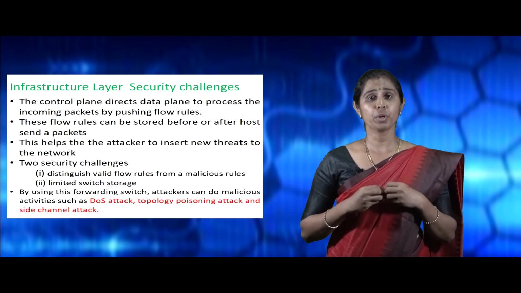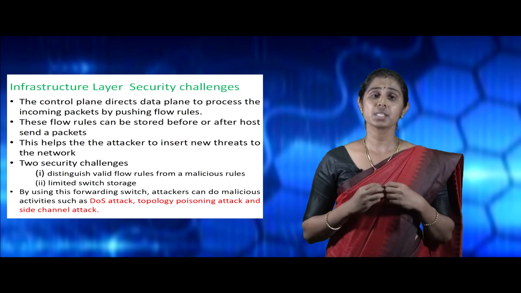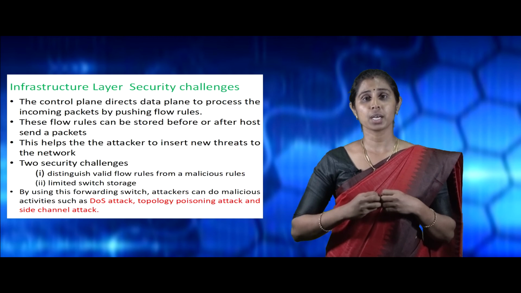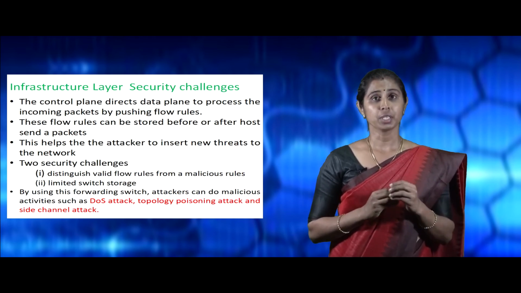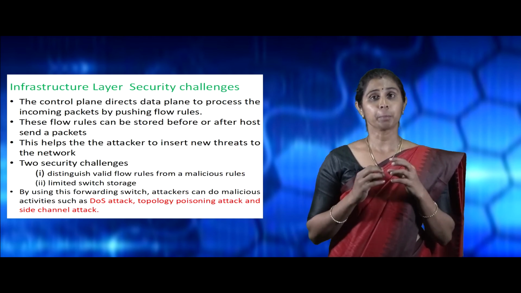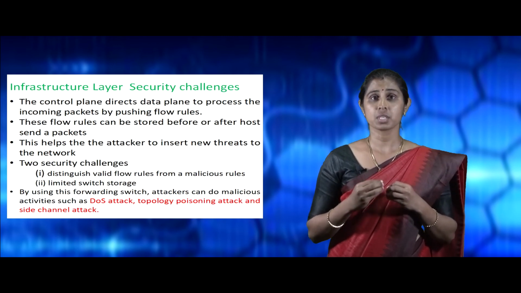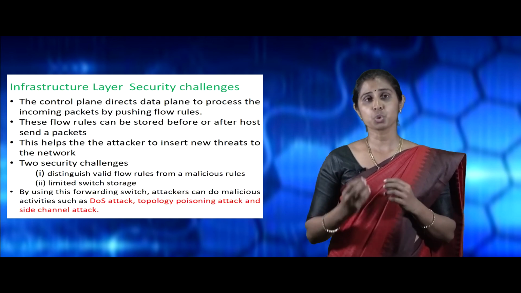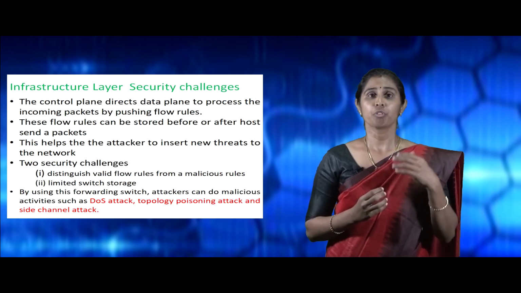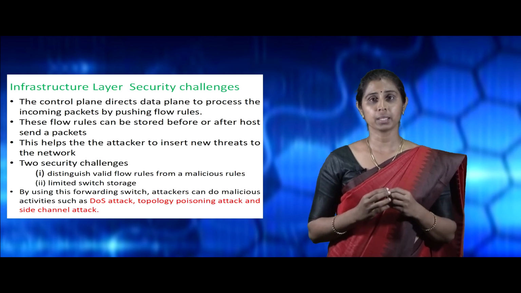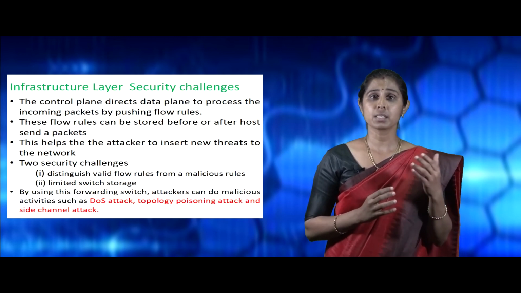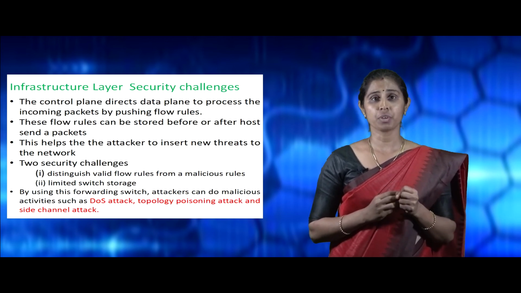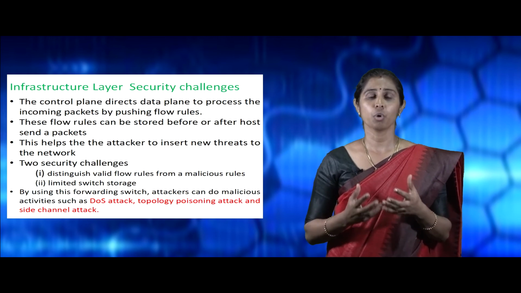By using this forwarding switch, attackers can do malicious activities such as DOS attack, topology poisoning attack, and side channel attack. The denial of service attack's intention is to consume data plane and control plane bandwidth and SDN controller resources such as CPU and memory. Attackers use some botnet to send packets to the switch by creating false packets from existing packets to deny the data path. These packets won't match the existing flow rules. So when the controller inserts flow rules to manage the traffic, the storage of the switch flow table gets overloaded.